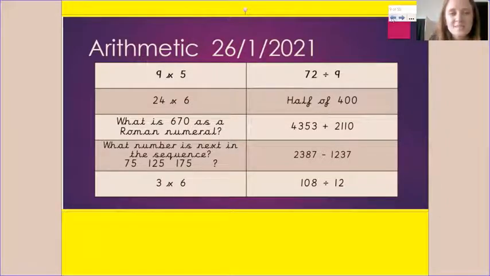What is 3 times 6? What is 72 divided by 9? What is half of 400? What is 4,353 plus 2,110? What is 2,387 minus 1,237? And what is 108 divided by 12? So pause the video now and complete your arithmetic for today.